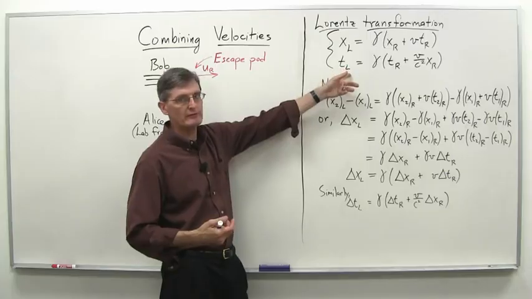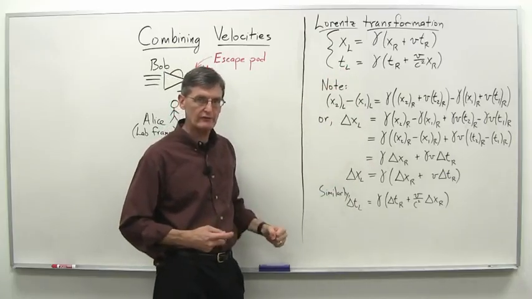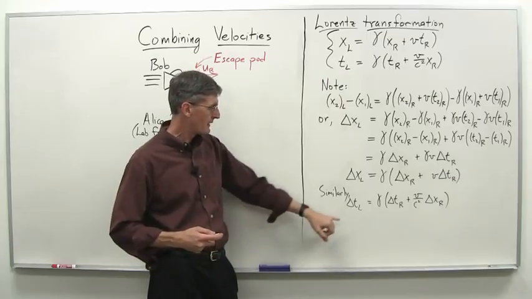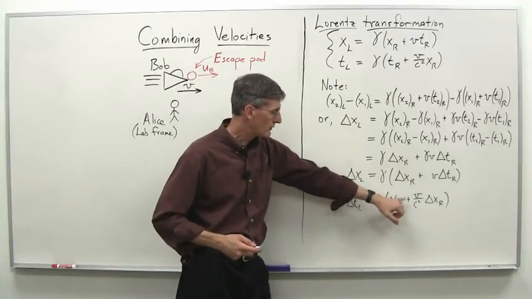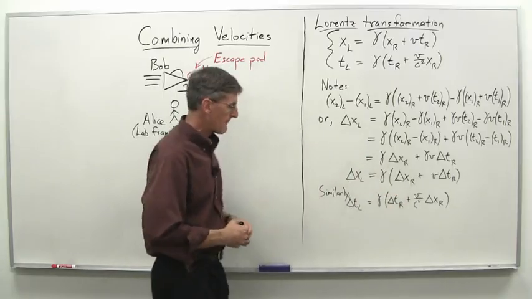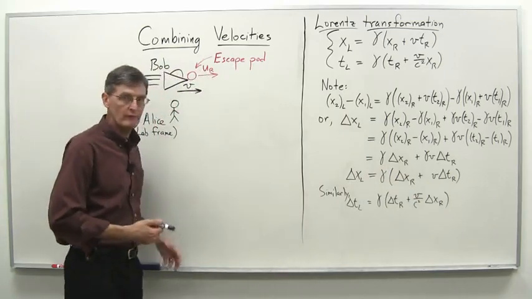Similarly, you can do the same thing for the t equation. We're not going to do it. I leave that to you as a little exercise to practice on if you'd like. But you get delta t sub L equals gamma times delta t sub r plus v over c squared times delta x sub r. Now you might be asking, that's sort of nice, but why are we interested in this?